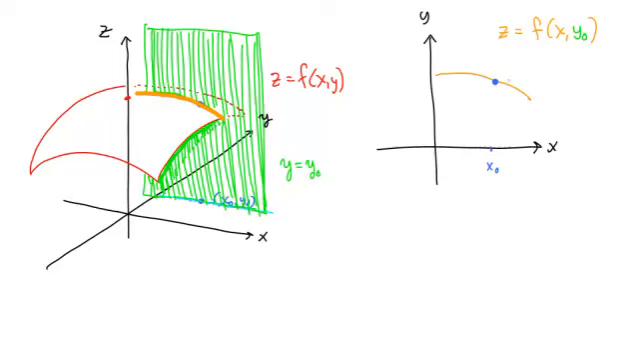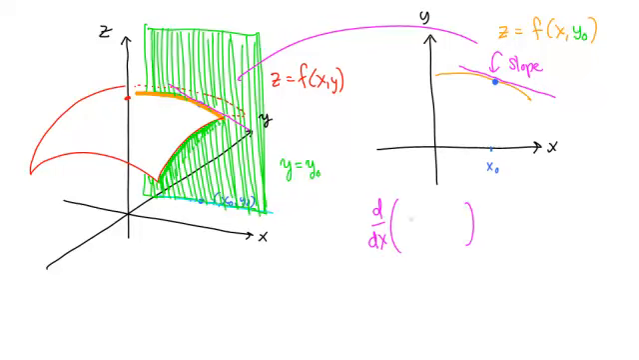Now, if I wanted to figure out the slope in the x direction, well, that's just the slope of this one slice. So if we work out the slope right here, then that would be the slope on this surface right here in the x direction. So how would you find the slope? Well, since this is now a one-variable problem, that's easy. What we're going to do is take the derivative of f of x, y naught.